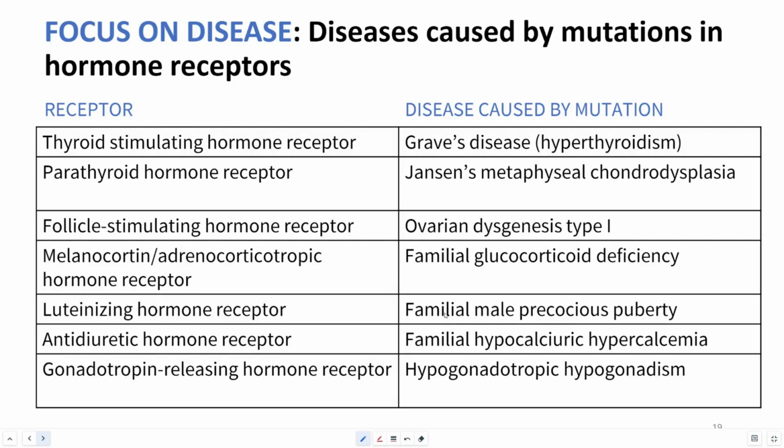Familial male precocious puberty is caused by luteinizing hormone receptor mutations. And then familial hypocalciuric hypercalcemia is when there's an antidiuretic hormone receptor mutation. And last but not least is hypogonadotropic hypogonadism, which is when you have a GnRH receptor mutation.